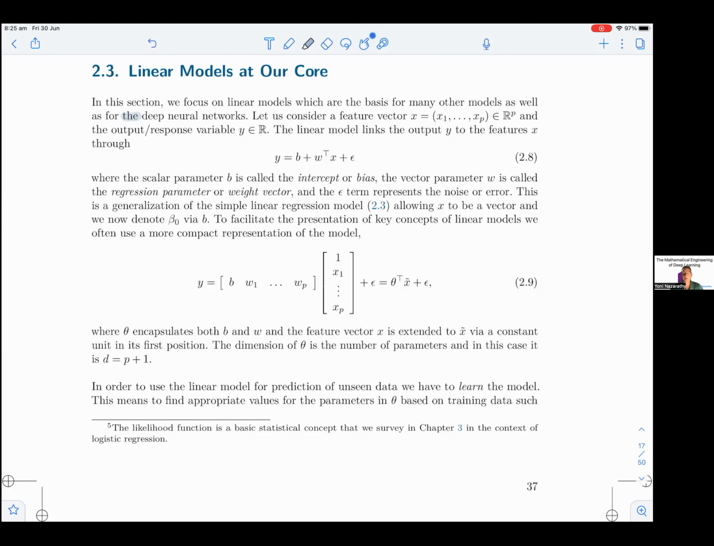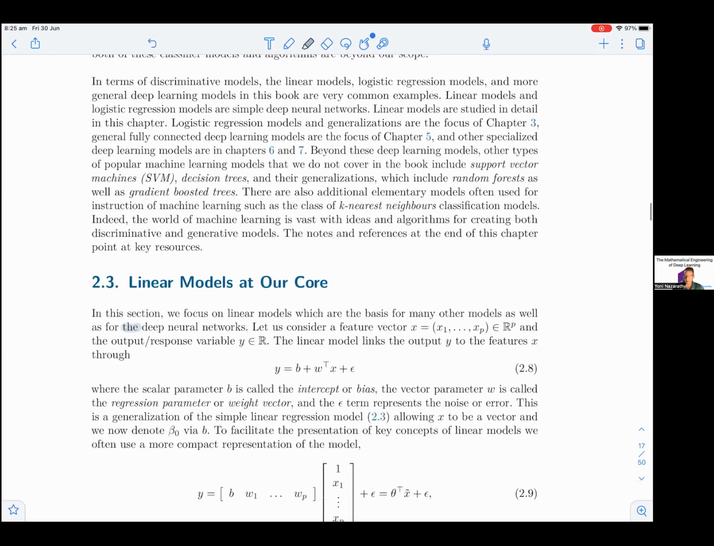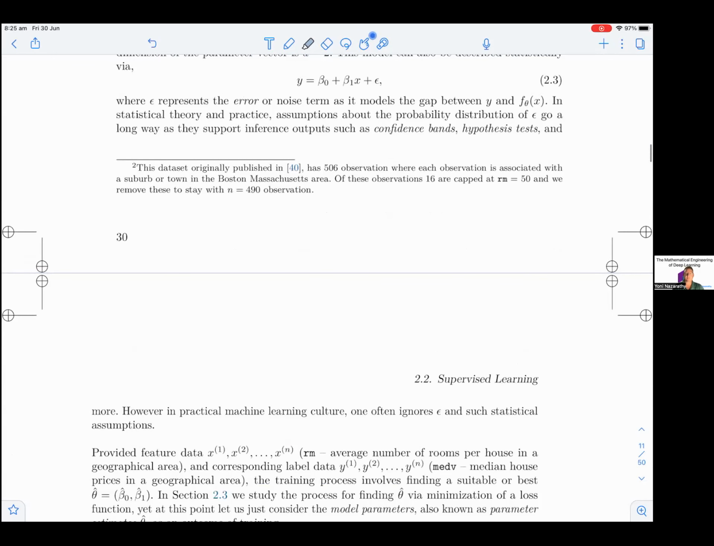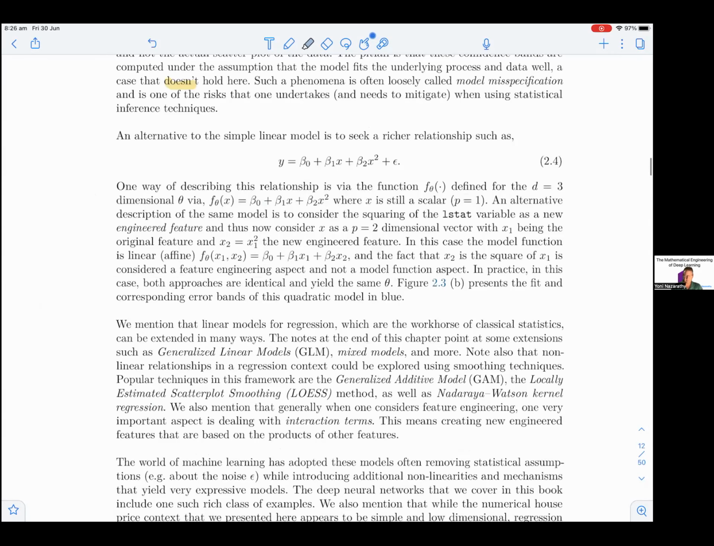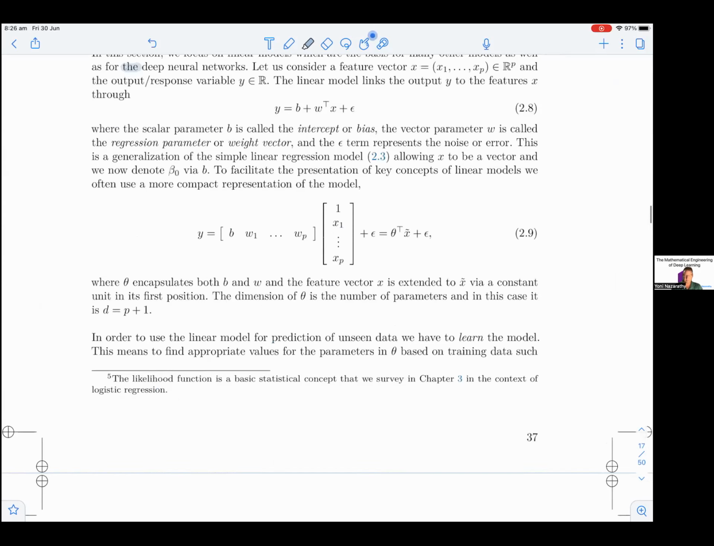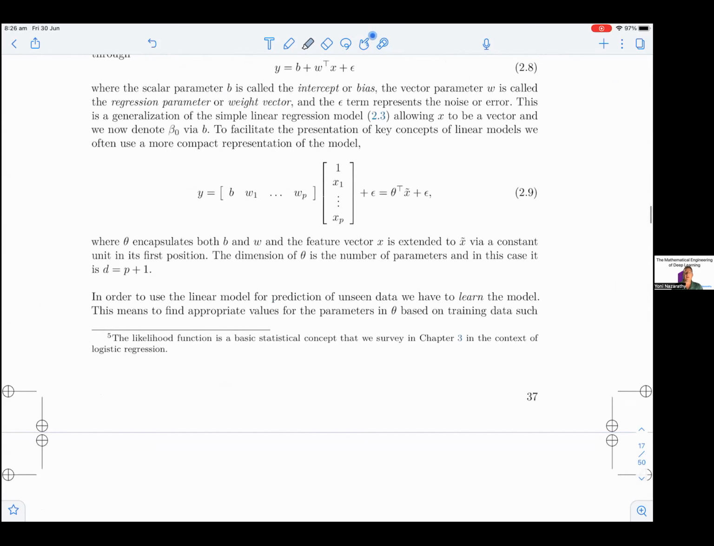So let's look at 2.3 quickly. So 2.3 was up here, where in 2.3, we used beta 0 instead of b, and w was just a scalar beta 1. So this is a generalization of the simple linear regression model 2.3, allowing x to be a vector. We now denote beta 0 via b.